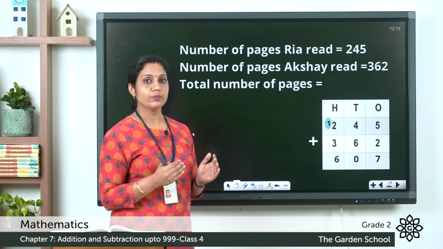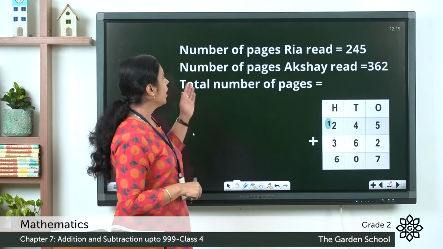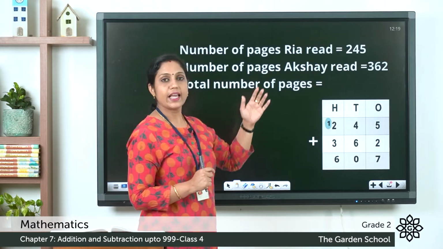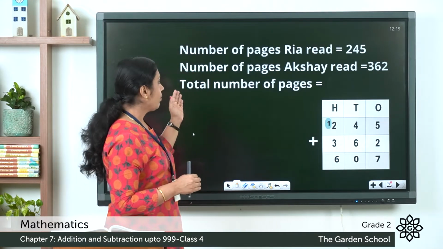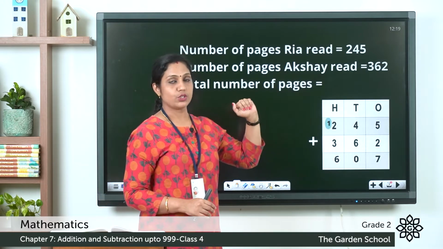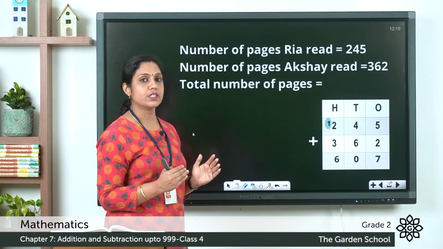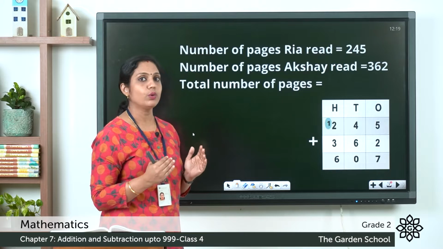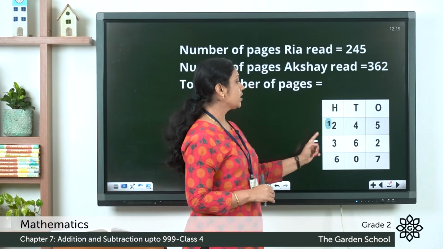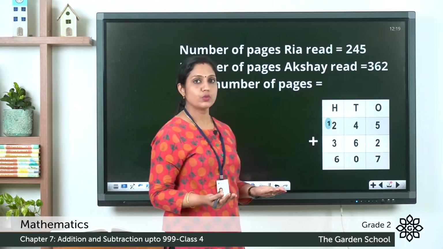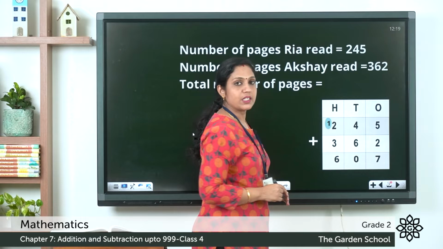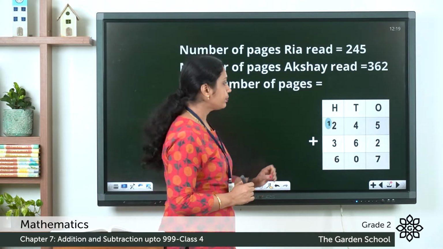Now let's form the steps for the word problems. Number of pages Ria read is equal to 245. Number of pages Akshay read is equal to 362. Now we have to find out the total pages. For that we have to add both the numbers. So we have 245 plus 362. So first we'll add the numbers in the ones place. We have 5 plus 2. 5 plus 2 is equal to 7.